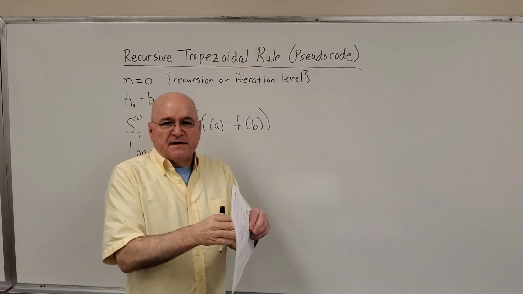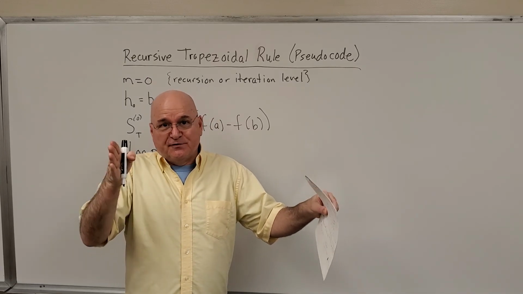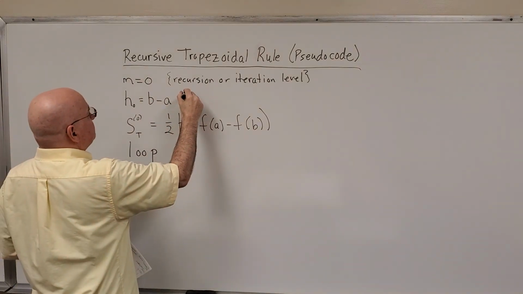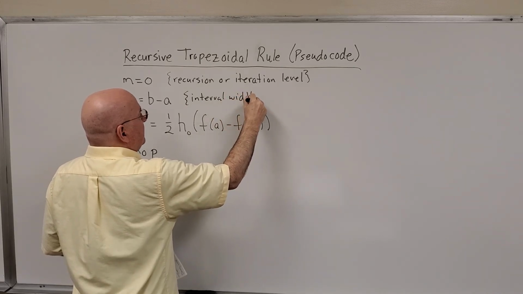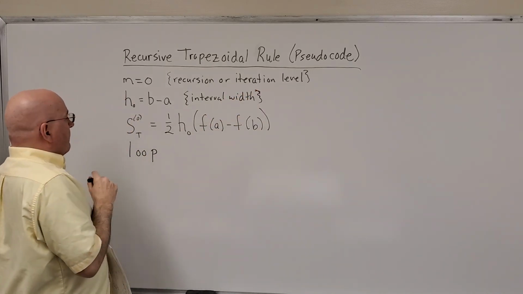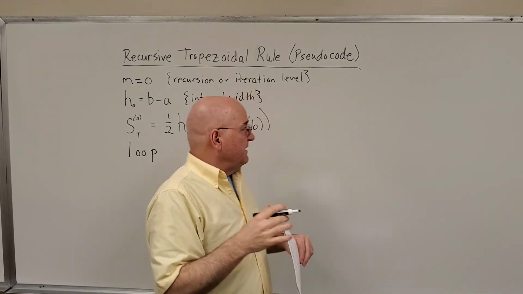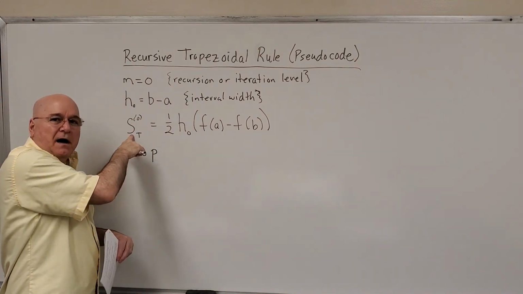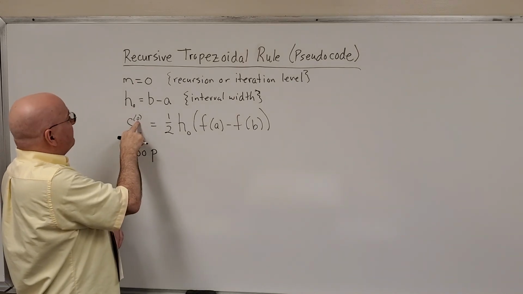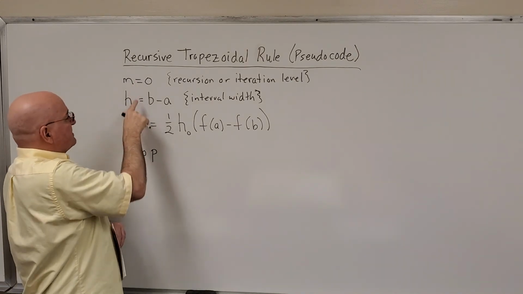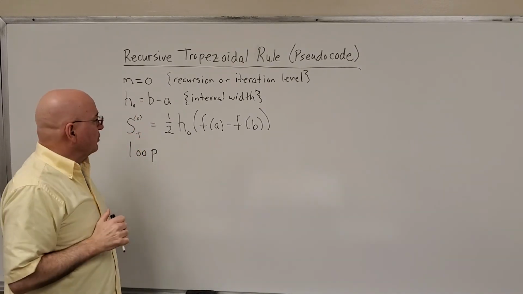H0, H we're always going to think of as being an interval width. It starts off being the width of the entire interval from A to B. So I'll just say interval width. And then we're going to compute the first estimate of the integral. It is denoted this. It's a sum. S is for sum. Trapezoidal sum. And 0 represents, I could have put an M here. It represents the recursion level. I'll use superscript M inside the for loop.